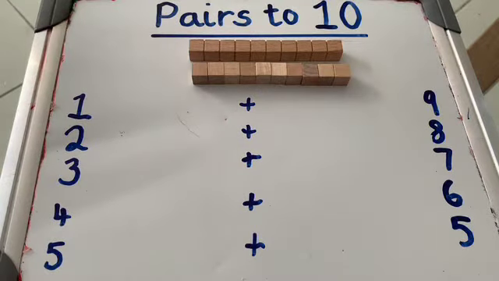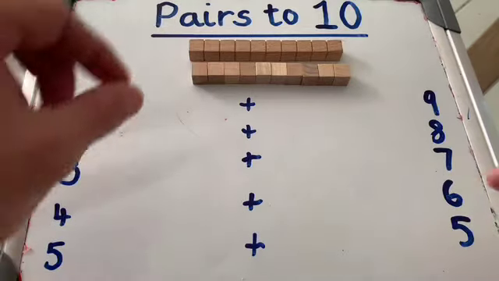So what I want you to do now is I want you to go around either your house or maybe even into your backyard, and I want you to find 10 of the same object. So it could be 10 coins, it could be 10 pieces of Lego, it could be 10 spoons. I don't mind. What you're going to do is exactly like I did here. You're going to break them up into the pairs to 10.